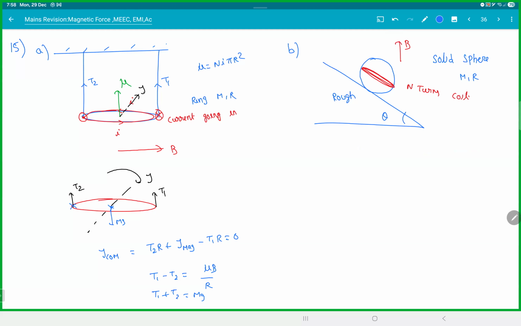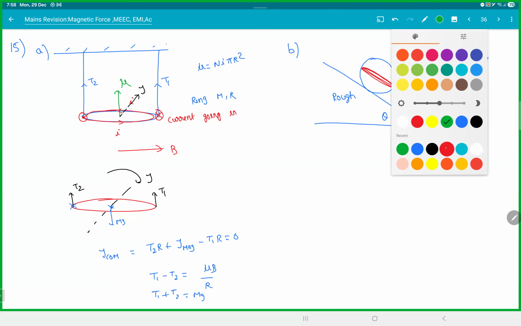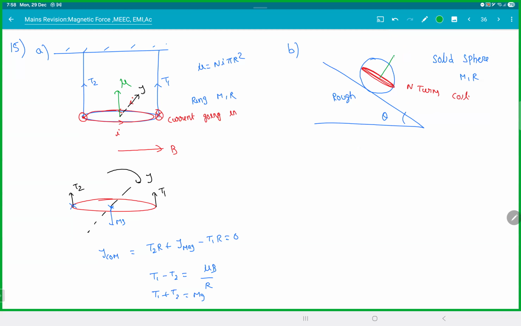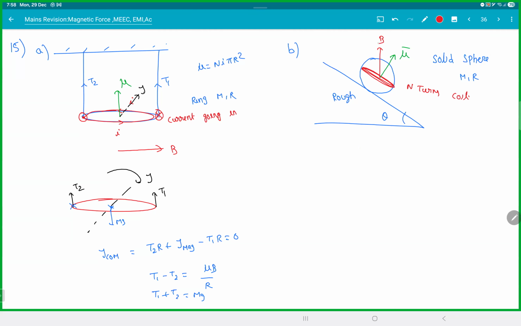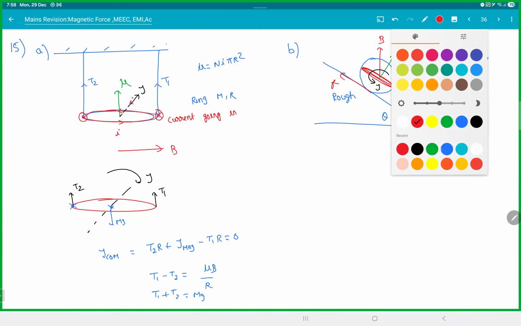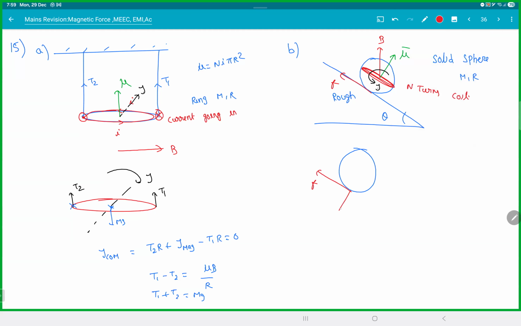What about this guy? Here same thing, when you draw the FBD, mu cross B. Now I didn't tell you which way is the direction of this thing. Let's take it this way, mu. And this is B. So mu cross B, so the torque is this way. If the torque is that way, then the friction would be this way. Agreed? So on the sphere, when you draw the free body diagram, we have friction, we have N, we have mg cos theta, we have mg sin theta, and we have torque.